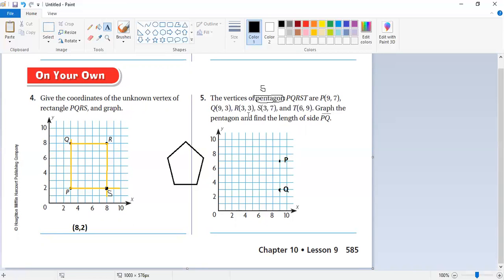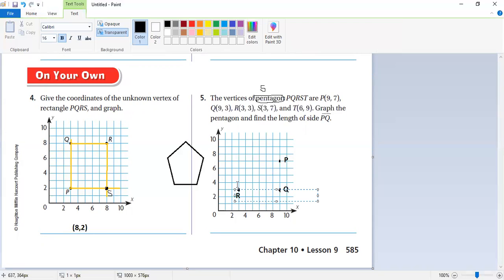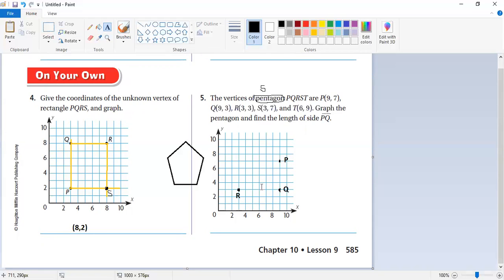Okay, R is 3, 3. So how am I going to draw 3? So where is 3 of x? This is the x line. So this is 2, this is 3. So you go up 1, 2, 3. This is 3 now. So this is 3, 3. Which vertex is this? It's R. So let's write R. This is R.